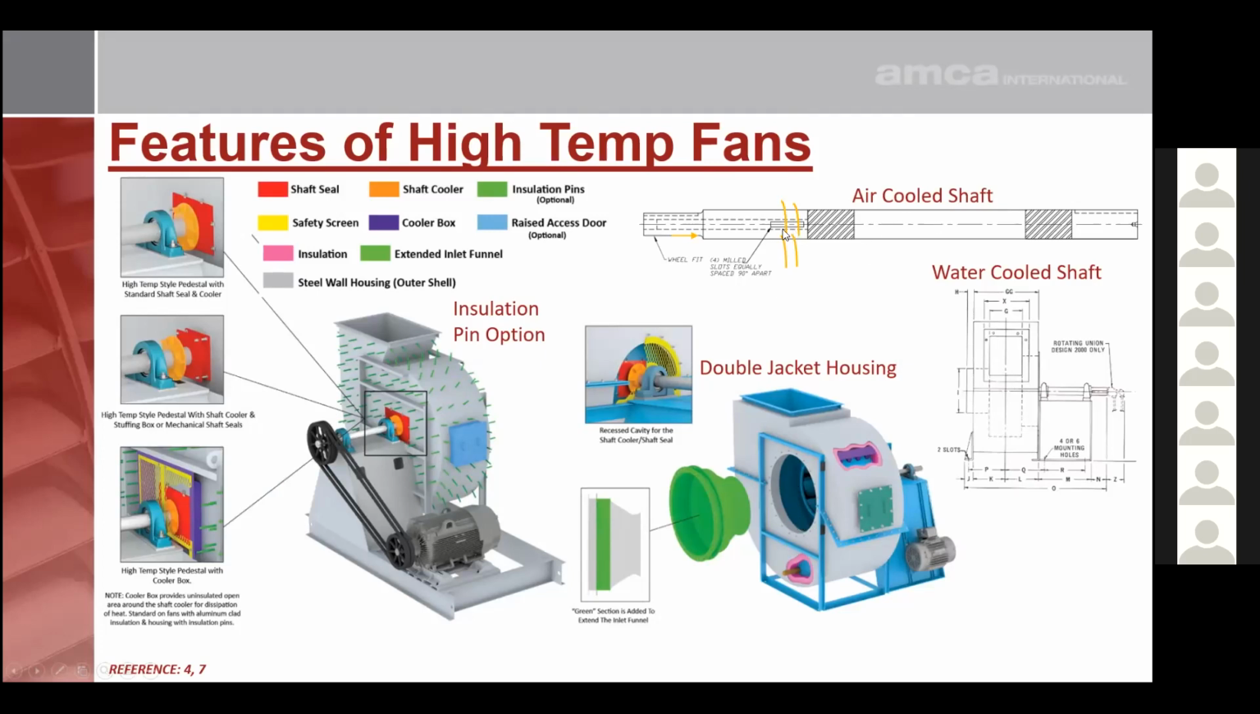At the top, you will see some of the precautions we take with the design of the shaft. If you're looking at fans between 1500 degrees and 1800 degrees, we typically use a hollow shaft which allows air to circulate within the shaft and cool it. For temperatures above 1800 degrees, we typically use a hollow shaft which has water circulating through it to cool it.